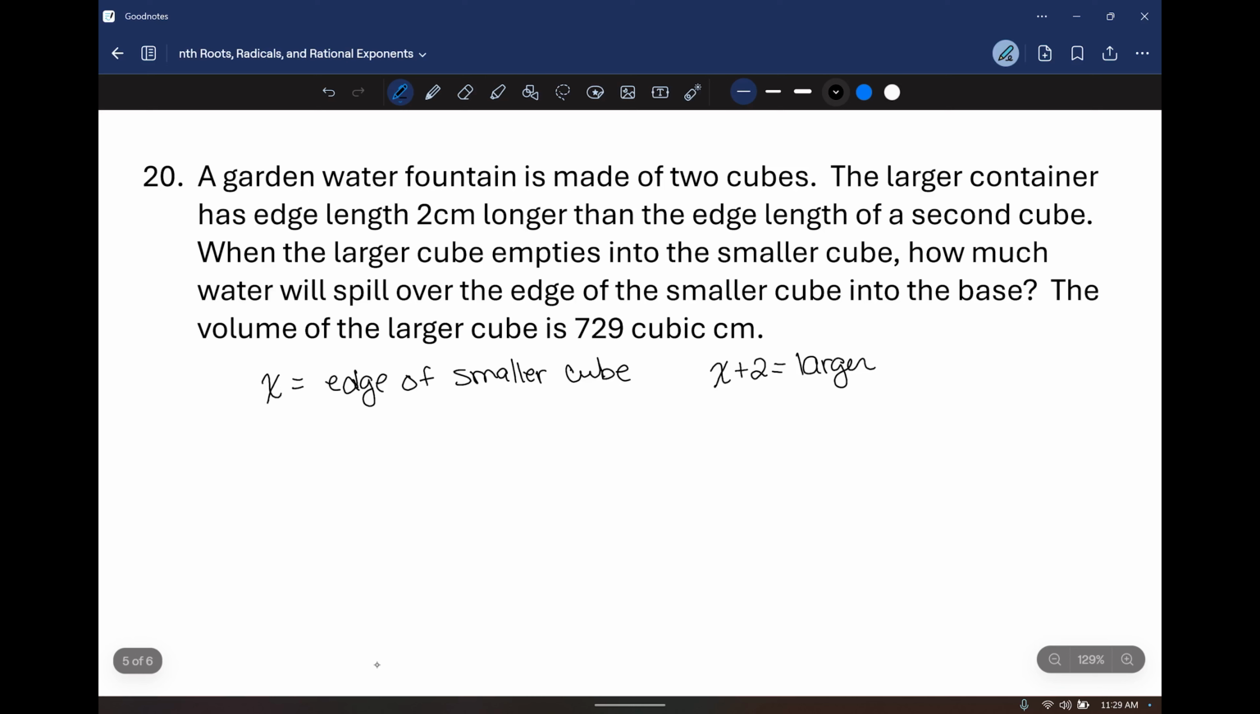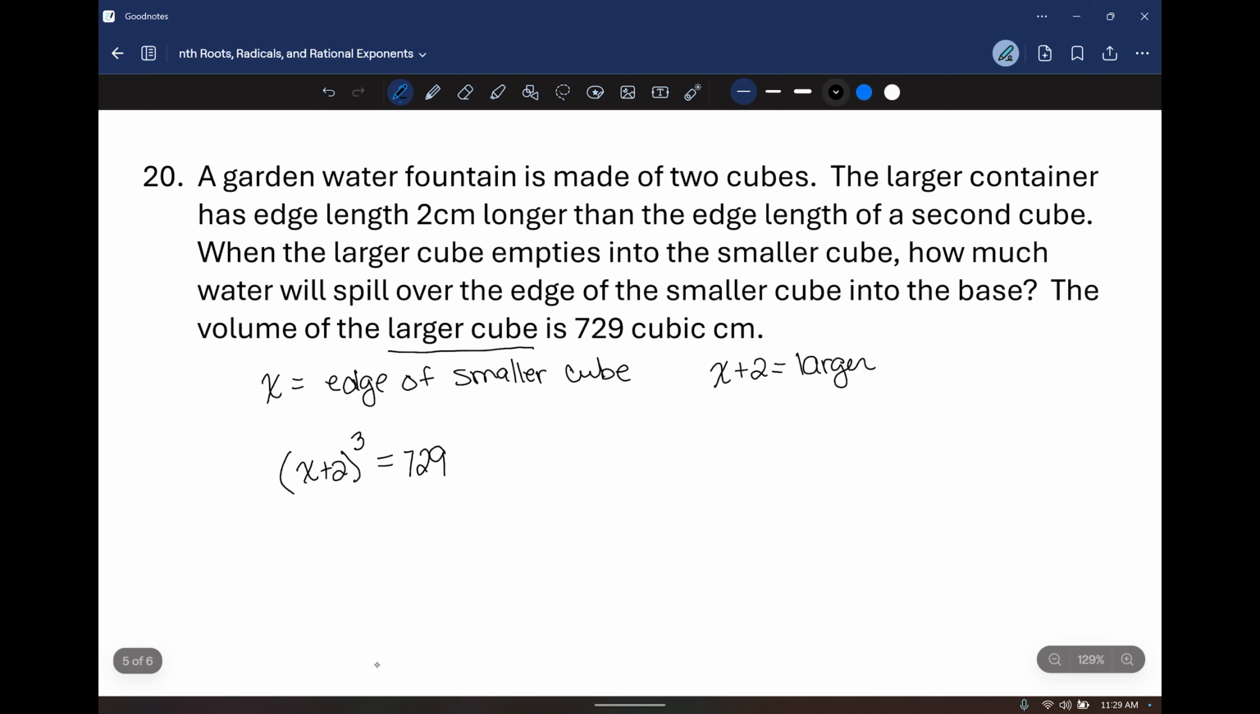So I need to know the volume of the larger cube, and then I need to know the volume of the smaller cube. Let's start with the larger cube, because they told us the volume of the larger cube is 729. To find volume, you do length times width times height. Since this is a cube, the length, width, and height are all the same, a three-dimensional square. So we will take the edge length times itself 3 times. That would be x plus 2 times x plus 2 times x plus 2, which is x plus 2 cubed, and we know that that's equal to 729.